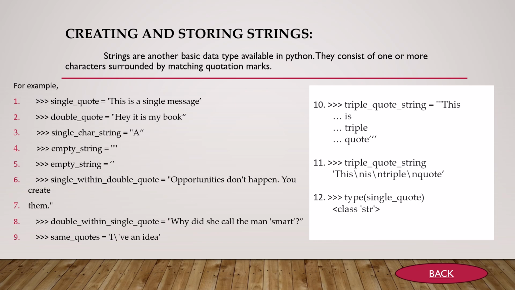Strings are another basic type available in Python. They consist of one or more characters surrounded by matching quotation marks. For example, we can have the string quoted with a single quote, double quote, and the triple quotes, which could also be used to represent the string.